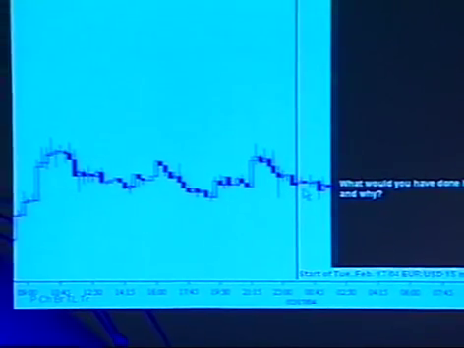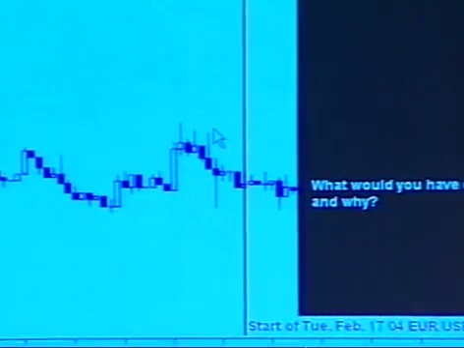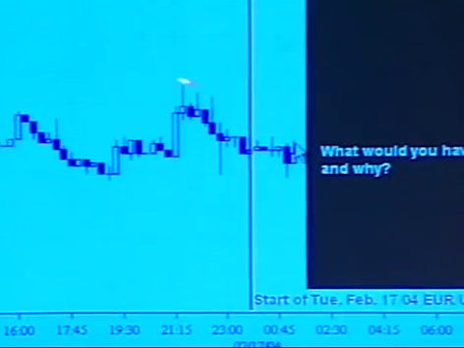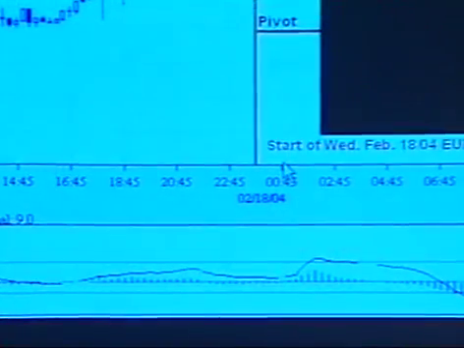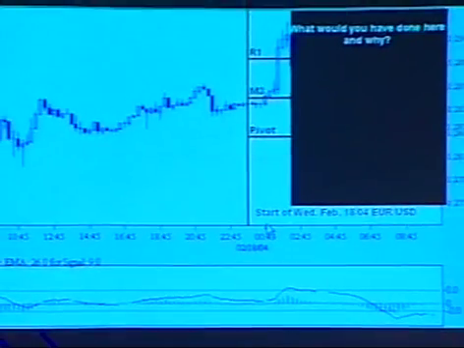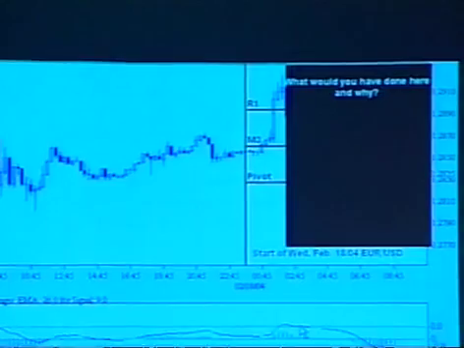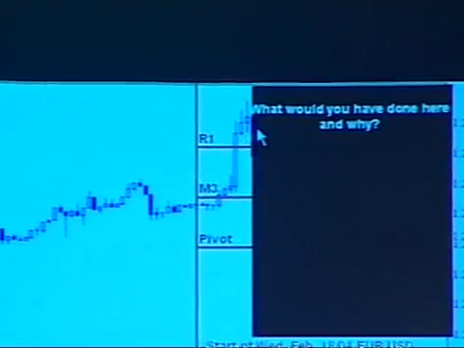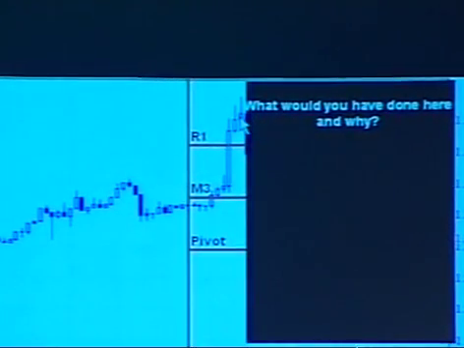Okay, what do we have here? Channel. We got a channel. We got a trend line going down here. What do you see here? What do you see up here? Spinning top up there? Yeah. There you go.